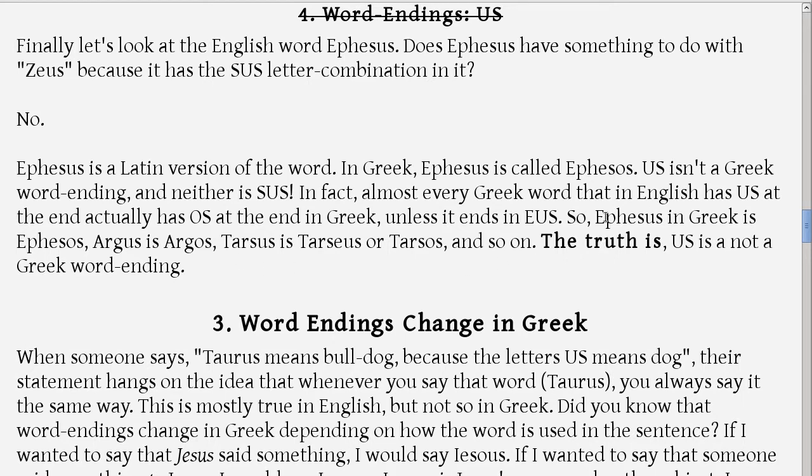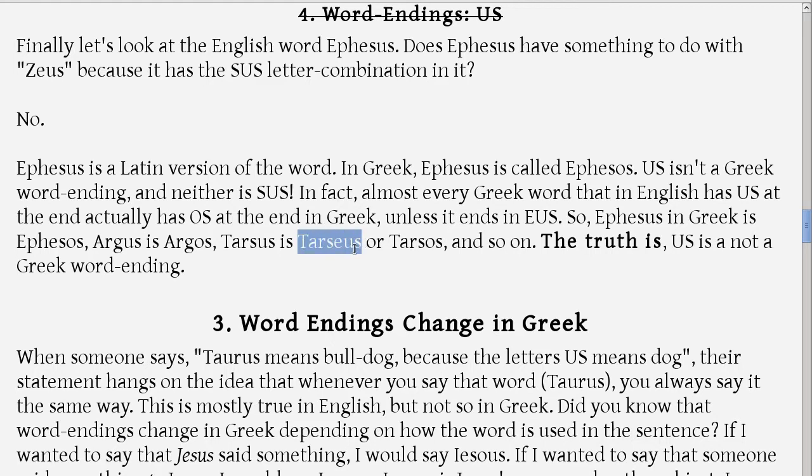Now you can see in these examples, Ephesus in English ends in U-S. However, that's a Latinized version of the Greek word, which ends in O-S. Argus also ends in U-S. However, that's a Latinized version of the Greek word, which in Greek is Argos. Tarsus also ends in U-S. However, that's a Latinized version of two Greek words, you could say it one way or the other.